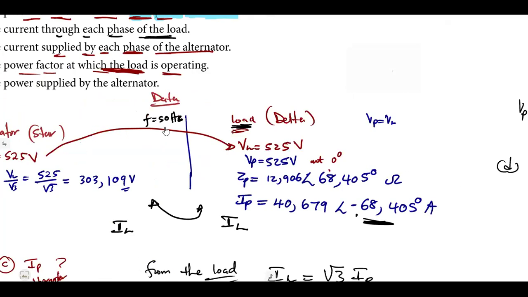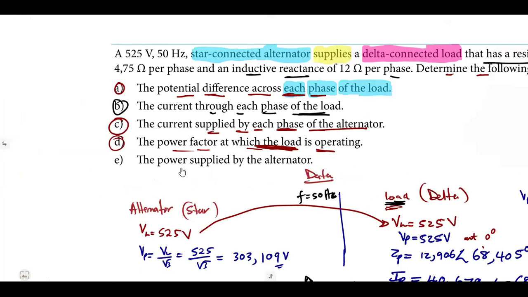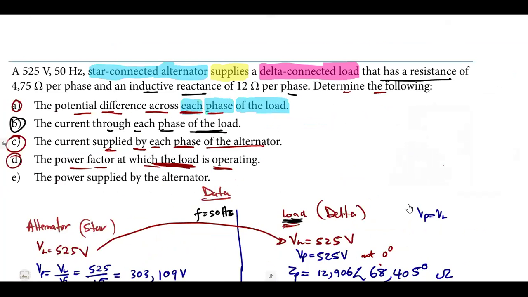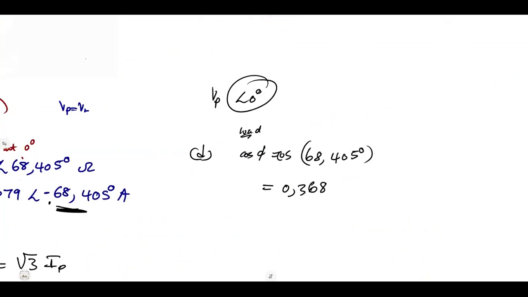But if we consider our load in this case, as we are given that it has a resistance and an inductive reactance, it's an inductive load. So for inductive loads, it's going to be a lagging power factor. We're dealing with an inductive load, lagging power factor. You must be very, very careful in that presentation. So that is our lagging power factor.